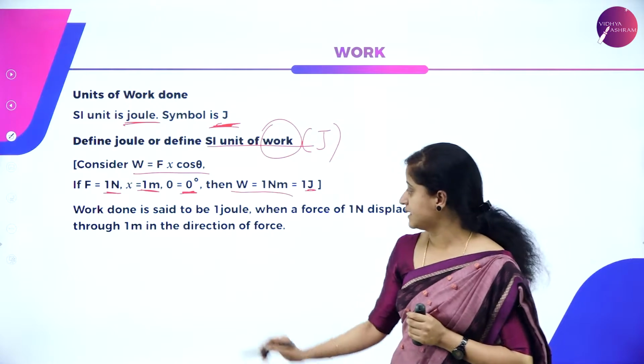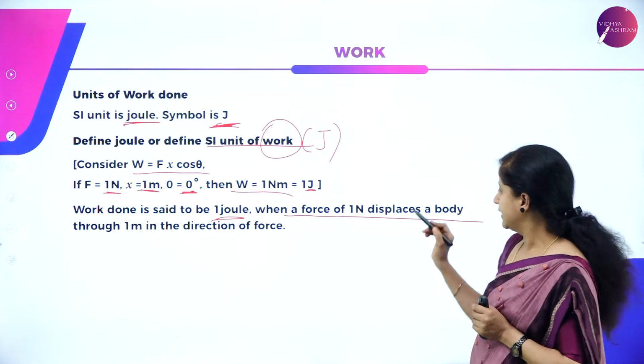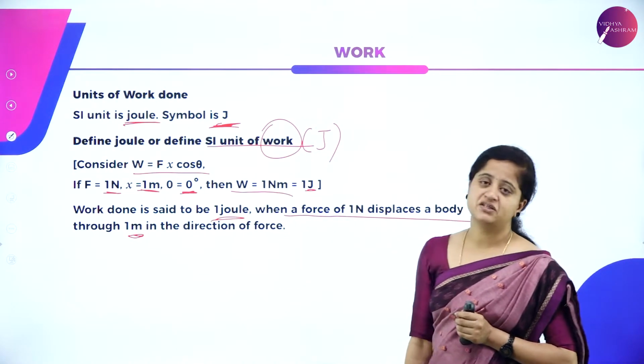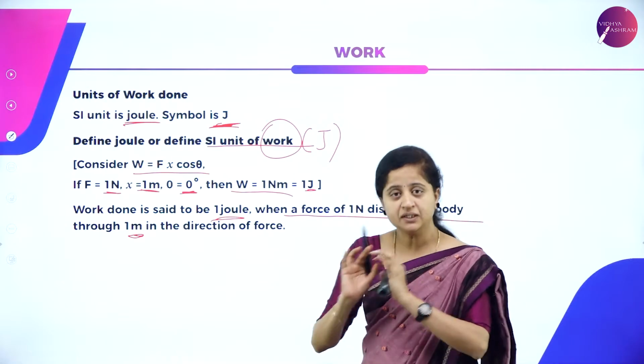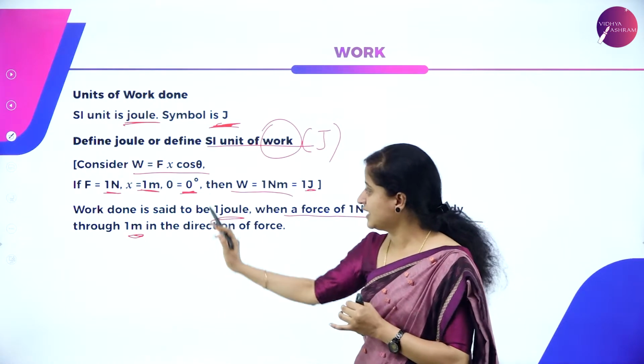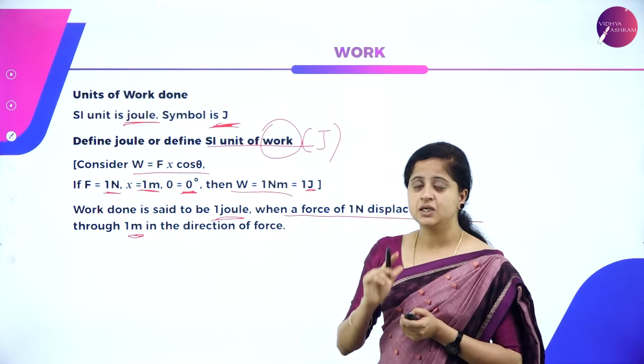So the work is said to be 1 joule when a force of 1 Newton displaces a body through 1 meter in the direction of force. When 1 Newton force is applied to displace a body by 1 meter, then we can say that the work done is 1 joule.